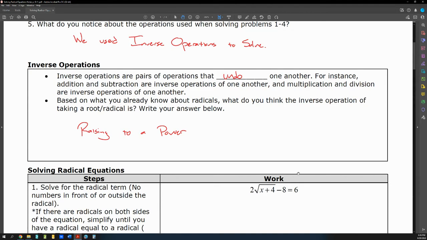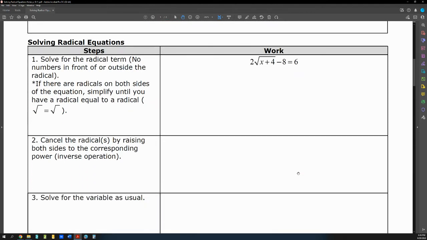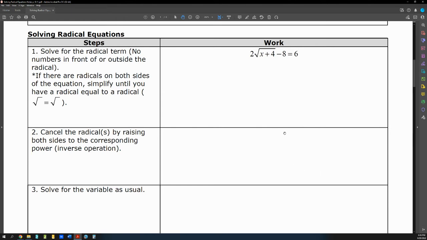All right. So let's take a look at the steps needed to solve. So step 1, we want to solve for the radical term. Or in other words, we want to get the radical by itself. We don't want any numbers in front of the radical or attached to it on the outside. If there's radicals on both sides of the equation, then we want to get all of the numbers on the outside to cancel away, right? We just want a radical equals a radical. In this case, we only have one radical, so we want to get this by itself.